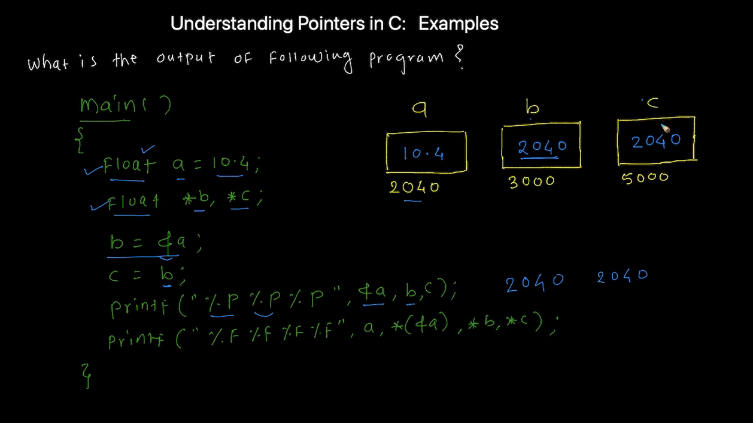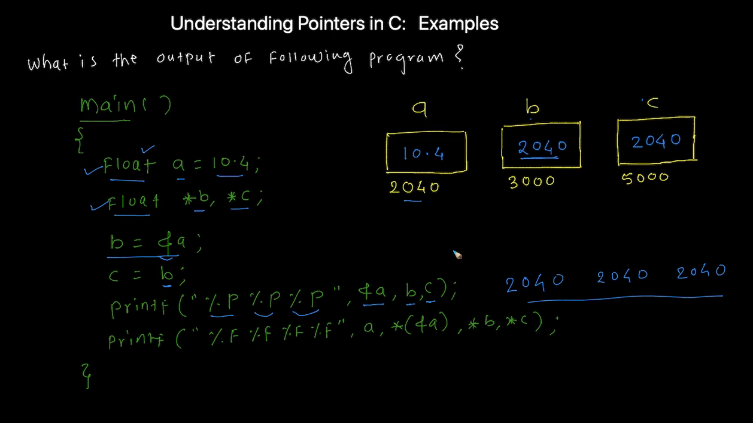And c is also holding the address of a. So I'll simply say c. This will also print 2040. Again, the format specifier is %p, because these are addresses. To print the addresses, the format specifier is %p. So these statements will print the address of a. These are different ways to print the address of a.